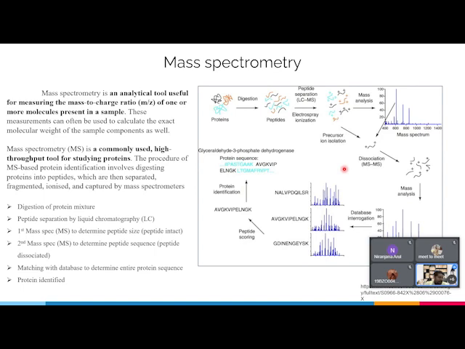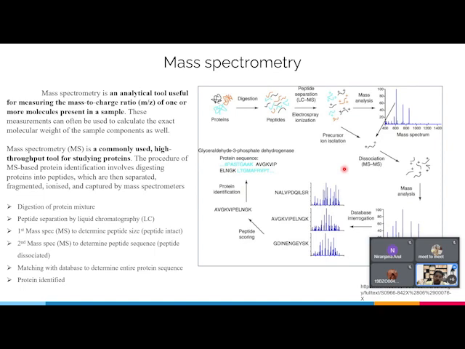Anyone has any questions regarding this? If yes, we can delve a bit deeper into this, or if not, we can just go on. Yes, no, maybe. बताइए. Everyone understood what mass spec is.